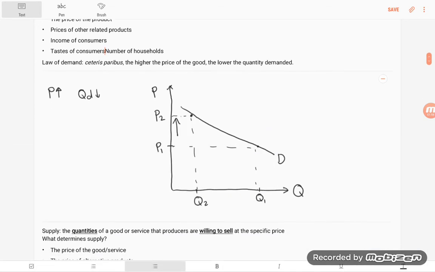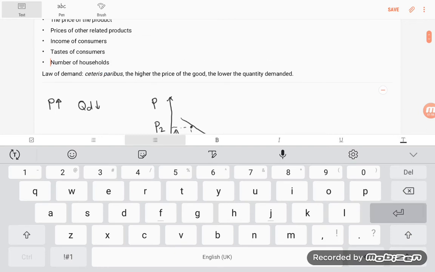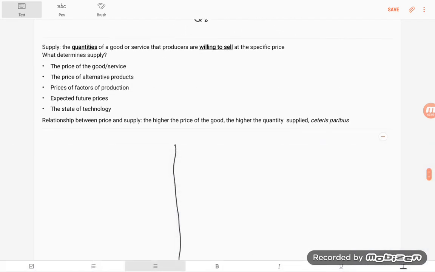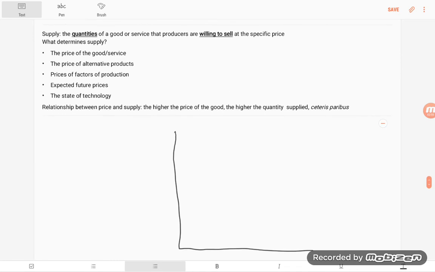Let's move on to supply. The supply of a good or service is the quantity of that good or service that producers are willing to sell at a specific price.